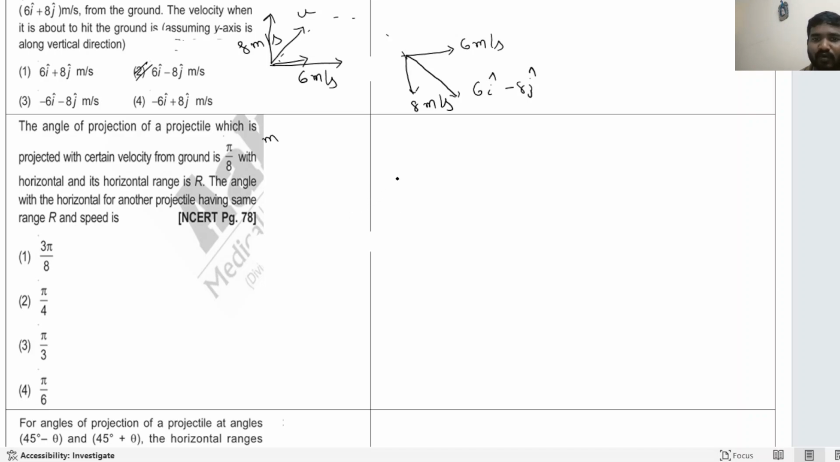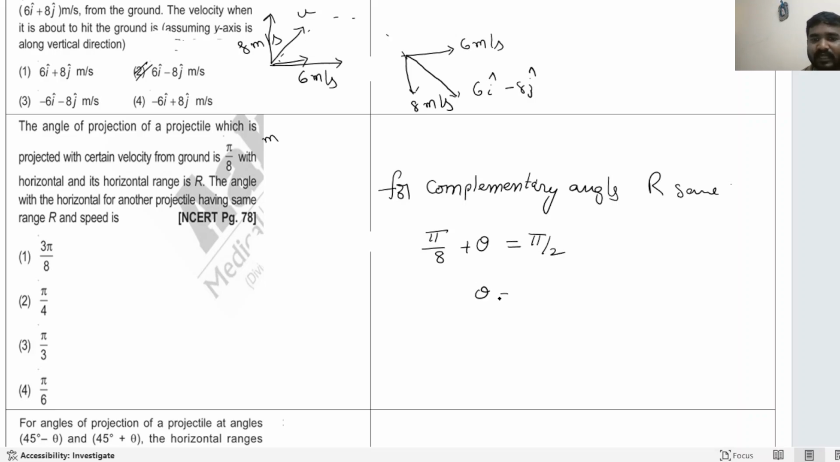So already you know that for complementary angles, the range is the same. So now if you take pi by 2 as the sum, and one angle is pi by 8 and the other angle is theta, then definitely this sum becomes pi by 2. Therefore theta must be taken as pi by 2 minus pi by 8. So hence your LCM for this one is 8. Therefore 4 pi minus pi, so you get 3 pi by 8. So hence your answer is option 1, the correct one.